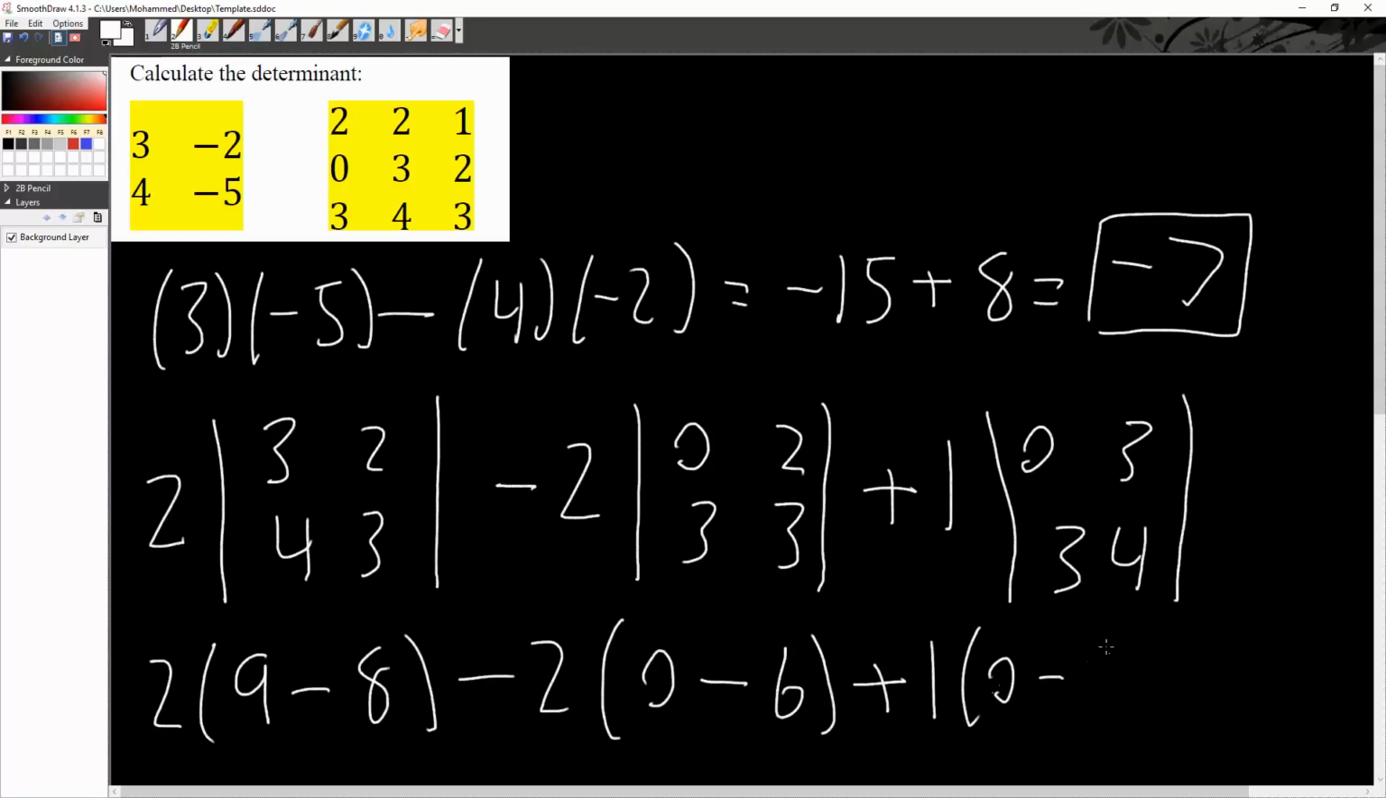So 0 minus 9. And so we have 2 times 1, which will be 2, -2 times -6, so plus 12, plus 1 times -9. So we have 2 plus 12 minus 9. 14 minus 9 would give us positive 5. And this is our final answer. So this was our 2x2 matrix, and this was our 3x3 matrix. And that's all we need to do to solve determinants.